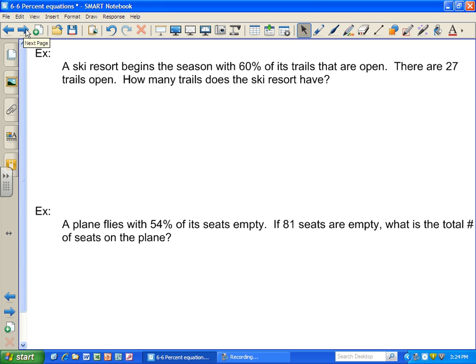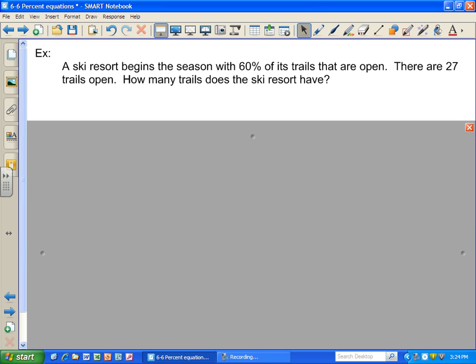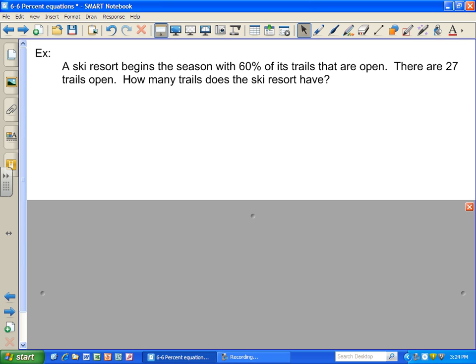So let's look at a couple word problems. So let's look at the first one. A ski resort begins the season with 60% of its trails that are open. There are 27 trails open. How many trails does a ski resort have?